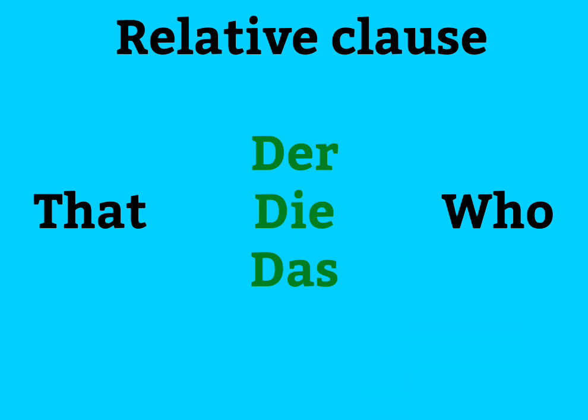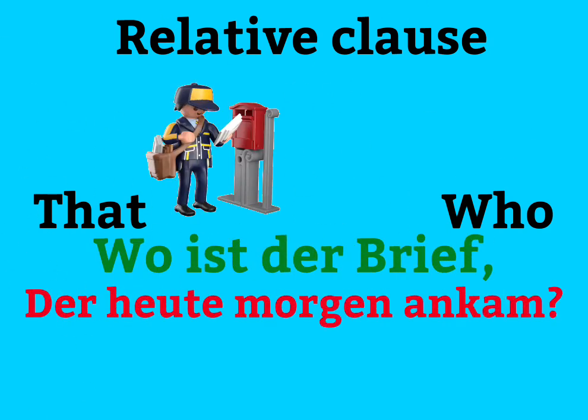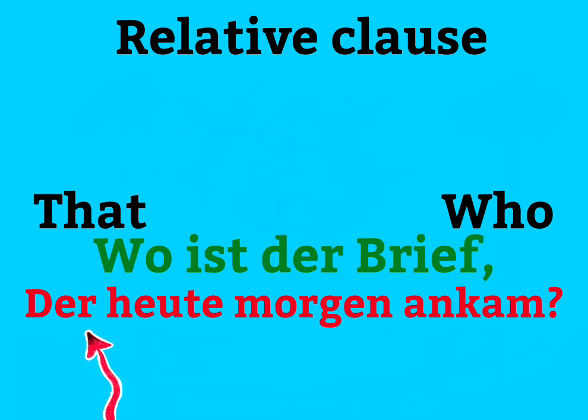So let's take a look at an example. Wie heißt der Mann, der gestern hier war? What is the name of the man who was here yesterday? Notice it's der Mann and der gestern hier war. The word der is the relative pronoun that represents der Mann. Let's look at one more example. Wo ist der Brief, der heute Morgen ankam? Wo ist der Brief? Okay, where is the letter? Der heute Morgen ankam. That came in this morning. The word der is referring back to der Brief.